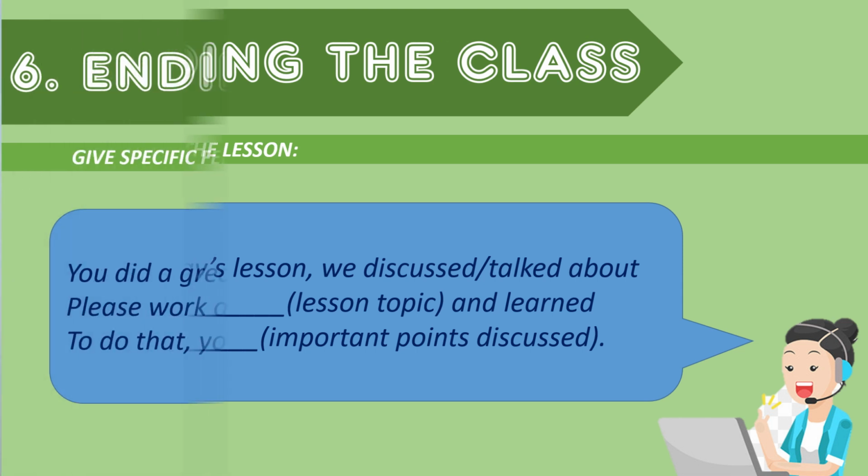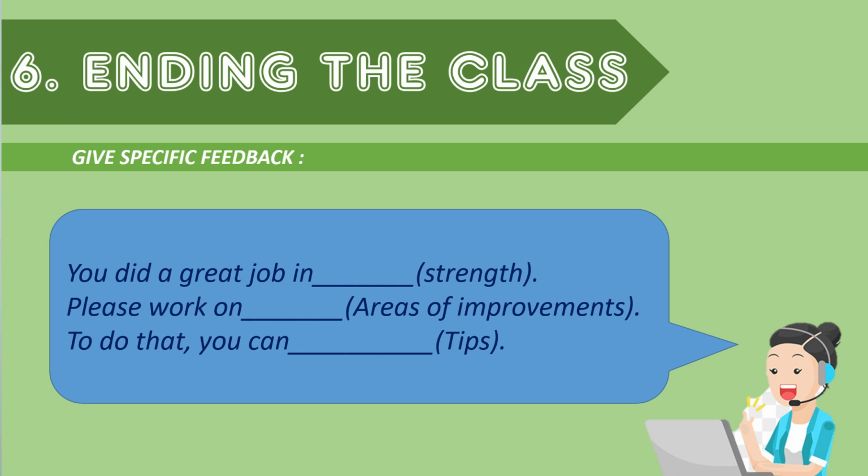Alright. And you can also give specific feedbacks. Alright. So, you can say, you did a great job in your pronunciation. Okay, so sasabihin mo yung strength ng student mo. And then, you can also say, please work on your vocabulary. Okay, so these are the areas of improvements. Sasabihin mo yun. Most of the time, problema ng mga Japanese students, yung kanilang L and R pronunciation.